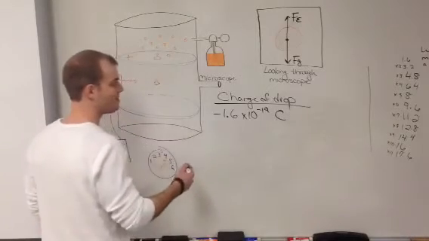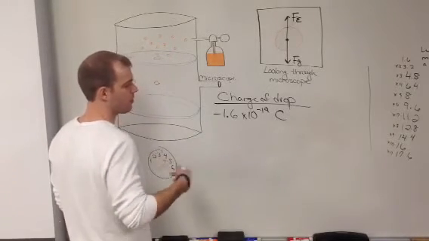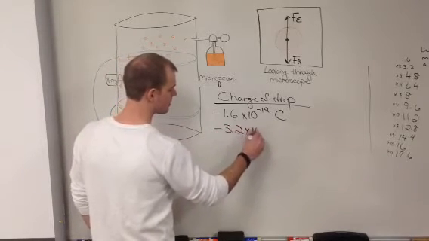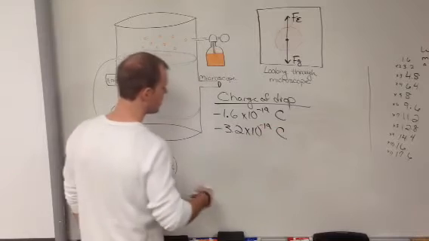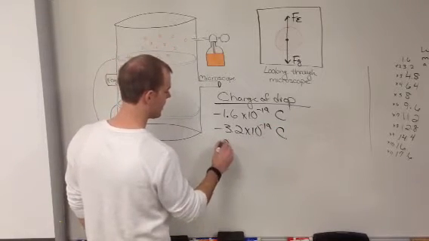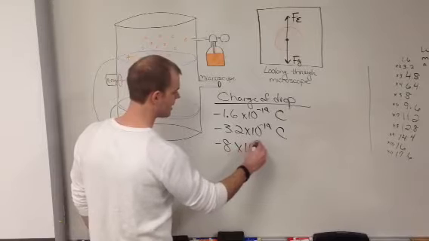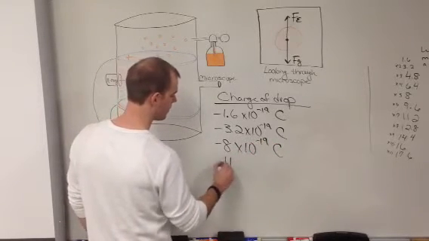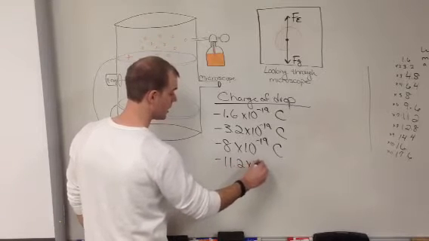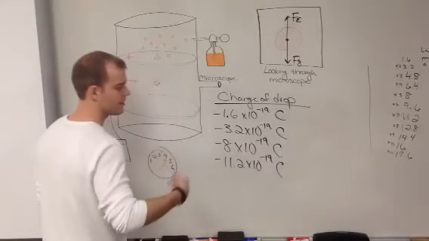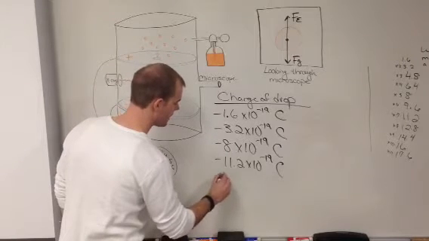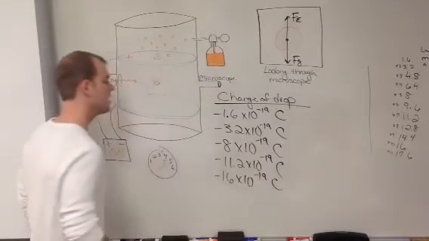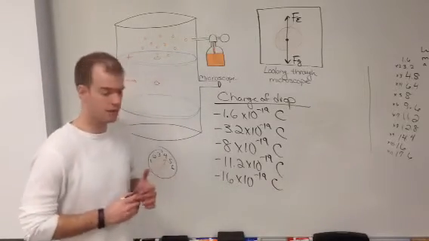Okay. He says the charge of another one of my drops is negative 3.2 times 10 to the negative 19th coulombs. The charge of another drop is negative 8 times 10 to the negative 19th coulombs. I'll do a couple more. The charge of another drop is negative 11.2 times 10 to the negative 19th coulombs. And then the charge of another drop is negative 16 times 10 to the negative 19th coulombs. Okay? So at first glance, you can't really see a pattern there, right?